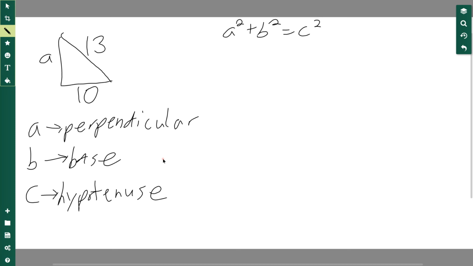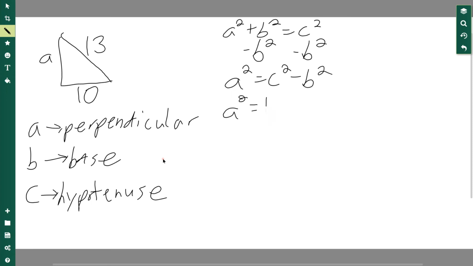So, just like we did before when we got the b squared term on its own, now we want to get the a squared term on its own. So if we just subtract b squared from both sides, we get a squared equals c squared minus b squared. So now a squared is on its own, so we can start plugging in our values and we can get an answer. So c is equal to 13 and b is equal to 10.